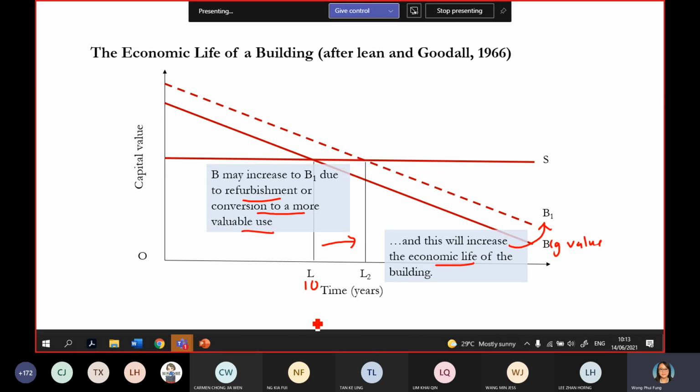Previously, 10 years out, we foresee. But if you maintain your building by constantly painting, checking, or doing renovation after 10 years, then your building life will increase to 15. That means the building value will increase when there is better maintenance and also refurbishment. Okay.